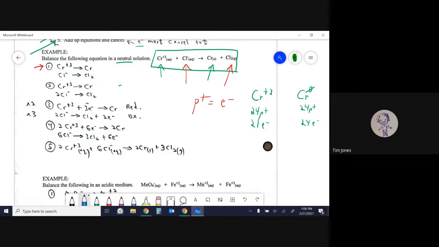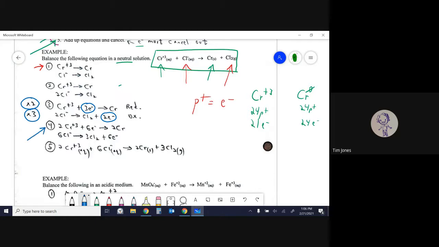If chromium's going to gain 3 and chlorine's only going to lose 2, this doesn't work. So we need to find a common number that they both will fit into. That, of course, is 6. So I'm going to multiply my entire chromium half by 2, my entire chlorine half by 3, and you multiply everything in there, and you end up with what I have in step 4.